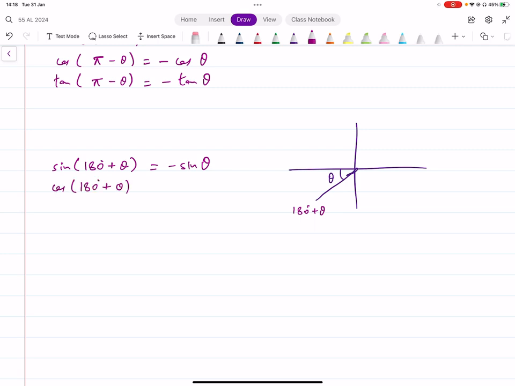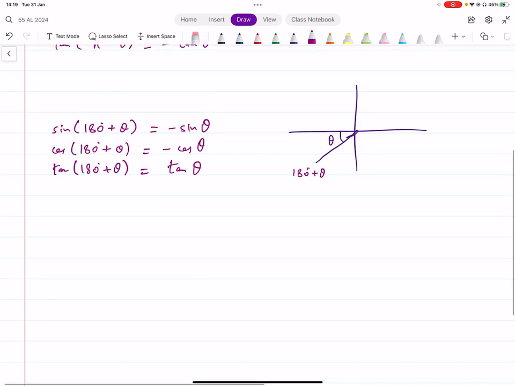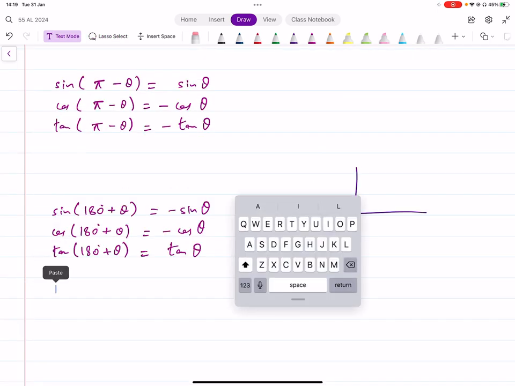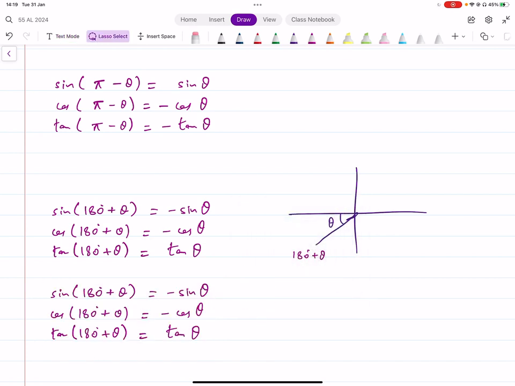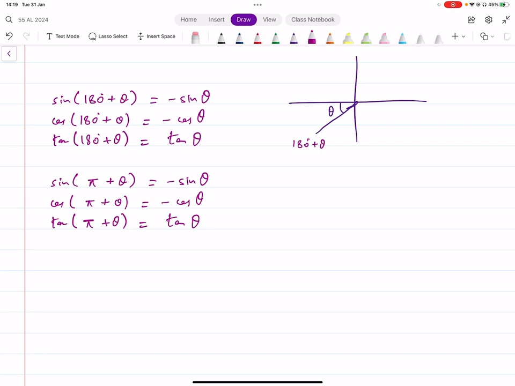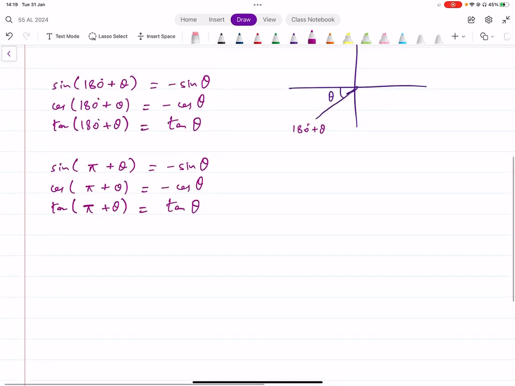Cos of 180 plus theta is minus cos of theta, because cos is also negative. And then tan of 180 plus theta is plus tan theta, because in the third quadrant tan is positive. And you can have all of these identities for radians as well, and they look like this. Sine of pi plus theta, cos of pi plus theta, and tan of pi plus theta. You've got these now. These are the identities that we've got for the third quadrant. Okay, when 180 plus theta comes, the signs will change like this, plus or minus, which you have to decide by looking at the quadrant. Okay. Then the last set for the fourth quadrant.